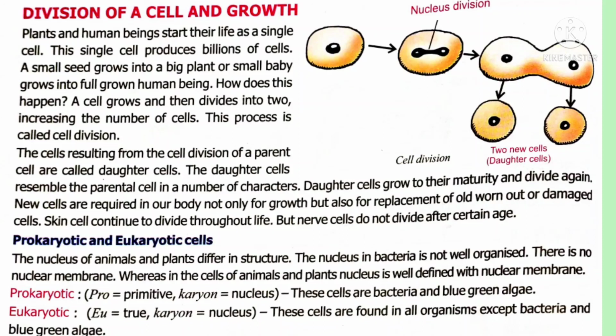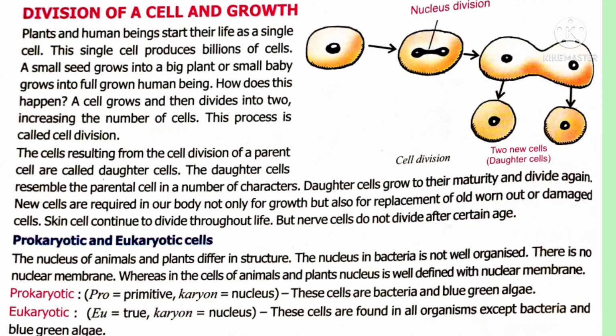So from the parent cell, daughter cells are formed by cell division. Daughter cells resemble the parent cell in a number of characters. Many characters of the daughter cell are similar to the parent cell. The daughter cell grows into maturity and goes for division again. Such cell division is required for our body because it replaces worn out cells or damaged cells. Skin cells continue to divide throughout our life, but nerve cells do not divide after a certain age.